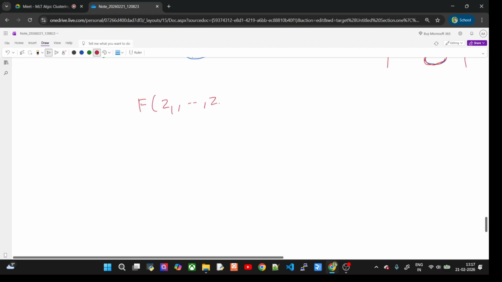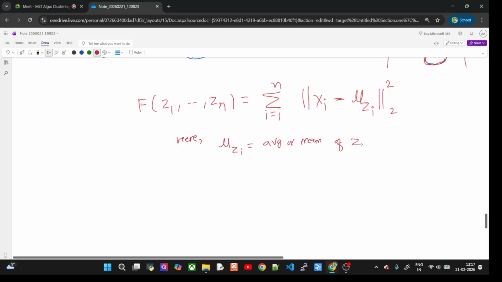So it's z1 to zn, summation i equal to 1 to n. This is what your actual goal of clustering is, xi minus mu zi. Always remember it's whole square because you are calculating distance, that's why whole square. It's the L2 norm. And here mu zi is the average or mean of the zi clusters, like whatever clusters you now have.